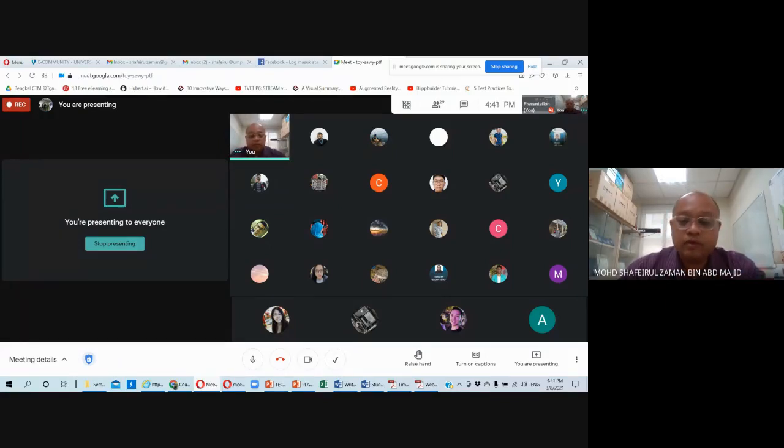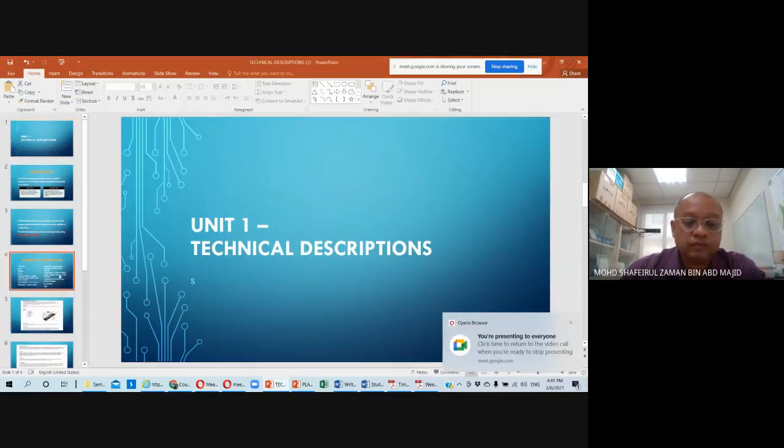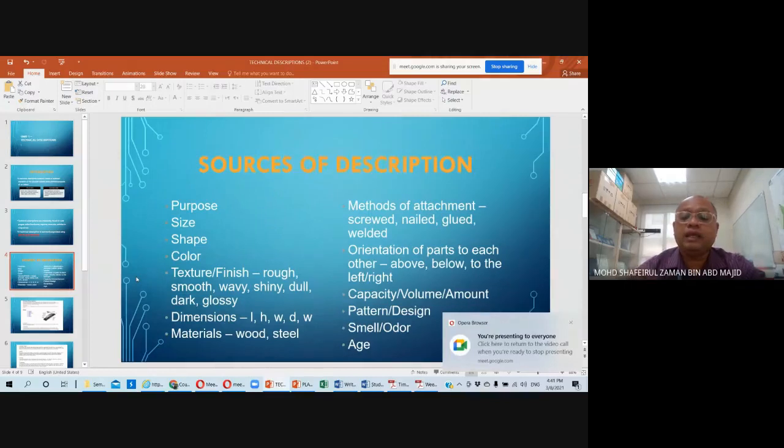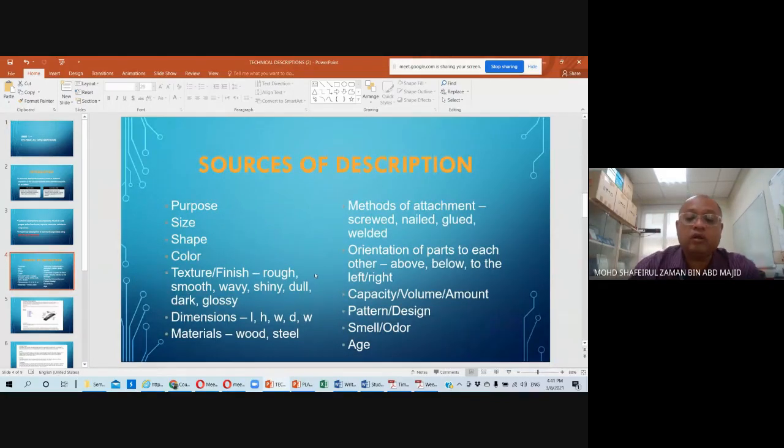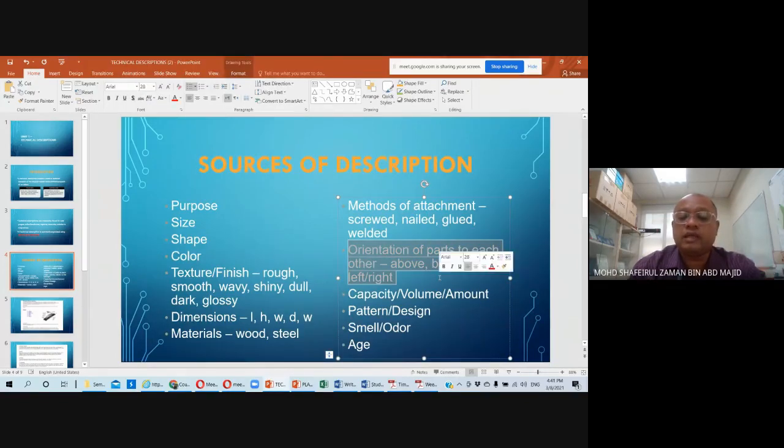Remember, for sources of description over here, we have many kinds of sources of description. For example, orientation of parts. If you're talking about, for instance, the ribbons that generate the image, to display the image on the screen, you can say that the part appears to be behind or below the screen or the monitor. That is one example.